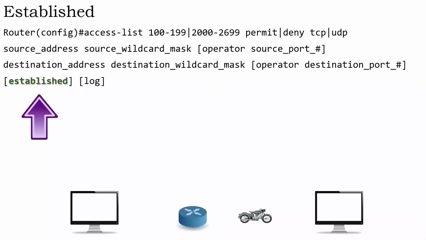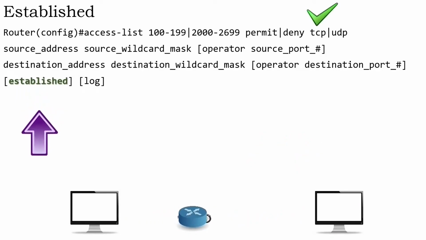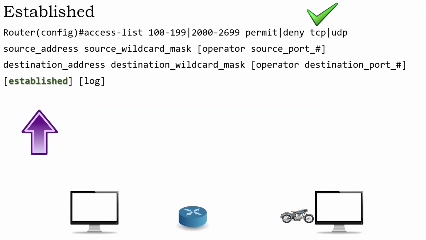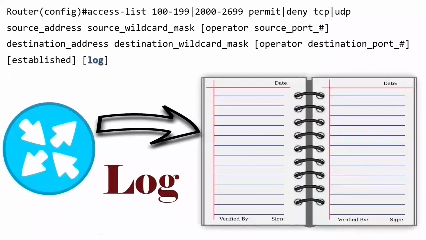The established keyword allows traffic to pass through only if it is generated from inside. It is used only with TCP packets. With this keyword, we can control the direction of the data flow. If we use this keyword, the ACL will allow only those TCP packets which have the established flag bits set in their header. The log keyword instructs the router to log a message every time an ACL entry is hit.